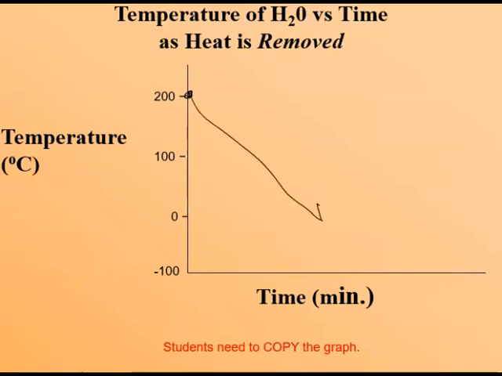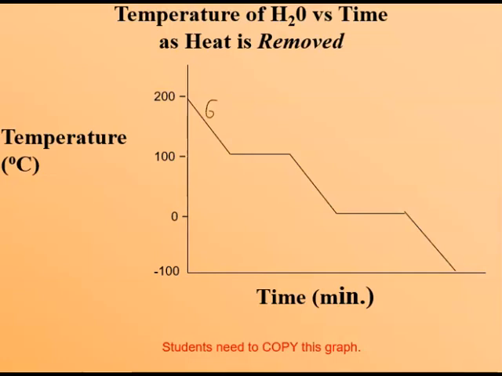Does it steadily decrease like this? It does not. We have an interesting graph that we get. Water starts out at 200 degrees Celsius, and so it's a gas. Temperature decreases to 100 degrees Celsius, and then it changes from a gas to a liquid. We call that condensation. Then between 100 and 0, H2O is a liquid.